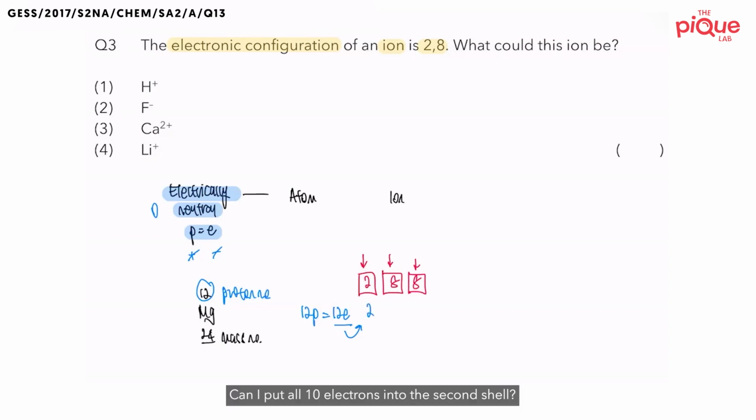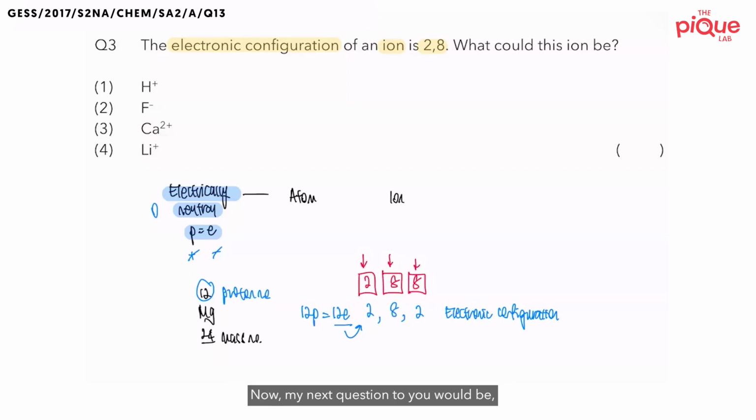Can I put all 10 electrons into the second shell? No, the second shell only allows us to put in 8 electrons. So I'm left with 2 electrons that I will put into the last shell. Now, by separating all these numbers with commas, I'm writing down the electronic configuration of our magnesium atom. So the electronic configuration simply refers to the arrangement of electrons.